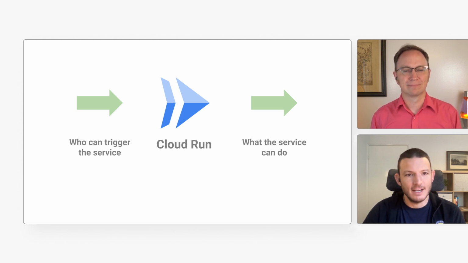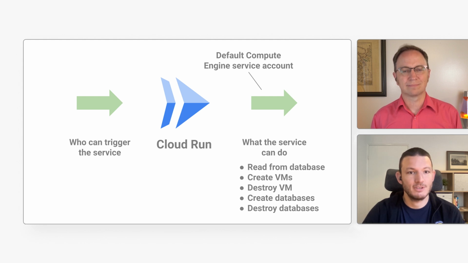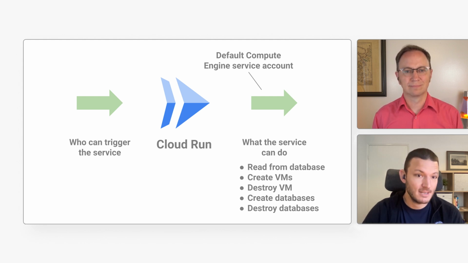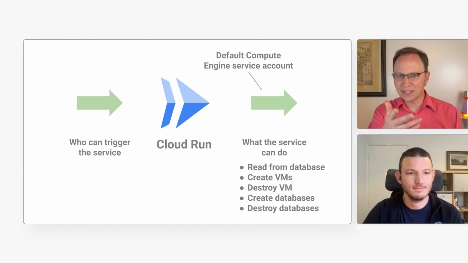There's the default setting which a new Cloud Run service will use when it gets created, and that uses the default Compute Engine account. And that default account can create or destroy virtual machines, can create and destroy databases, and it has wide-ranging permissions. Why is that a problem? Well, there's 3 reasons for that.